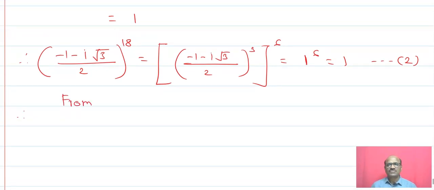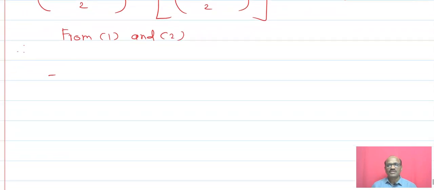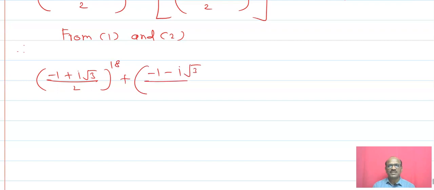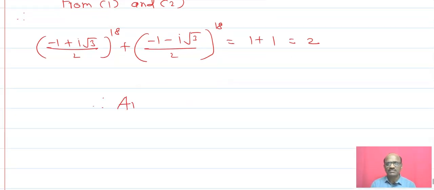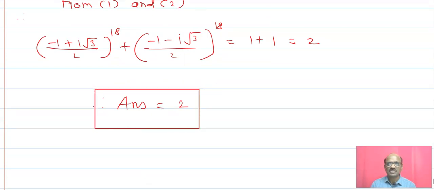Therefore from 1 and 2 the answer is 2. That is, (minus 1 plus I root 3 upon 2) bracket raised to 18 plus (minus 1 minus I root 3 upon 2) raised to 18 is equal to 1 plus 1, that is equal to 2. And in this way we have totally completed the first chapter, complex numbers, with the miscellaneous exercise.